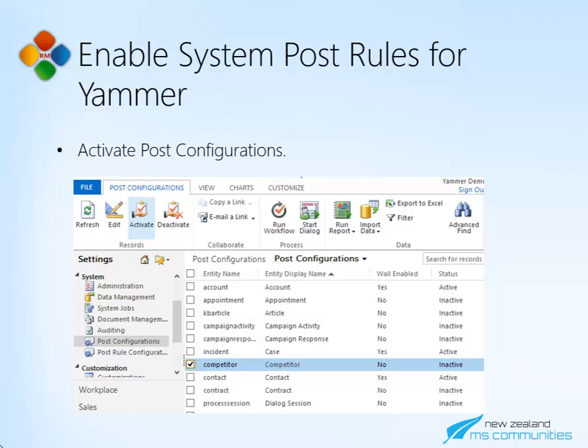So you can see a couple of them are active by default. We can just go through and activate any of the other ones that we want to switch on. So we'll come in, for example, select competitor, and then just click on activate from the ribbon. And then that will put that What's New tab at the top of that record form, so we can go in there and enter Yammer updates directly onto that form.